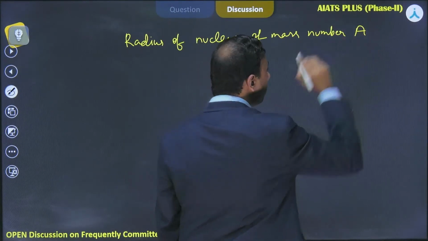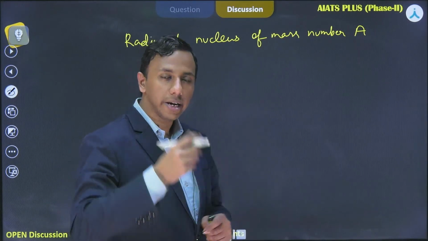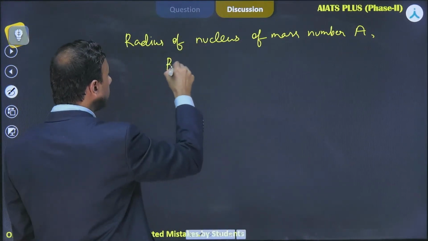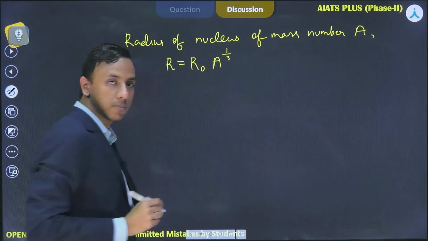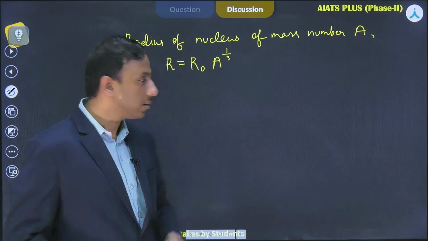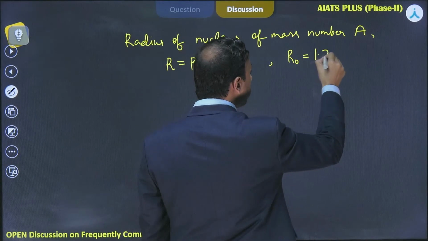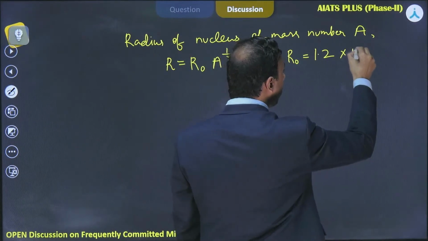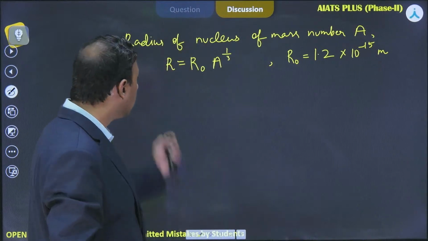So mass number is given to you. And what is mass number? Total number of nucleons in the nucleus. So for mass number A, the radius will be expressed as R is equal to R naught A to the power 1 by 3, where A is your mass number and R naught is a constant. R naught is equal to 1.2 Fermi. Fermi meaning 10 to the power minus 15 meter, a very small value. This is your R naught.